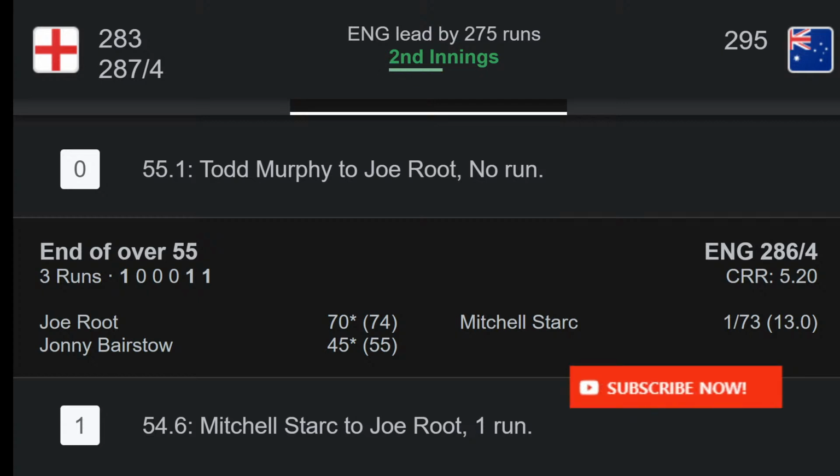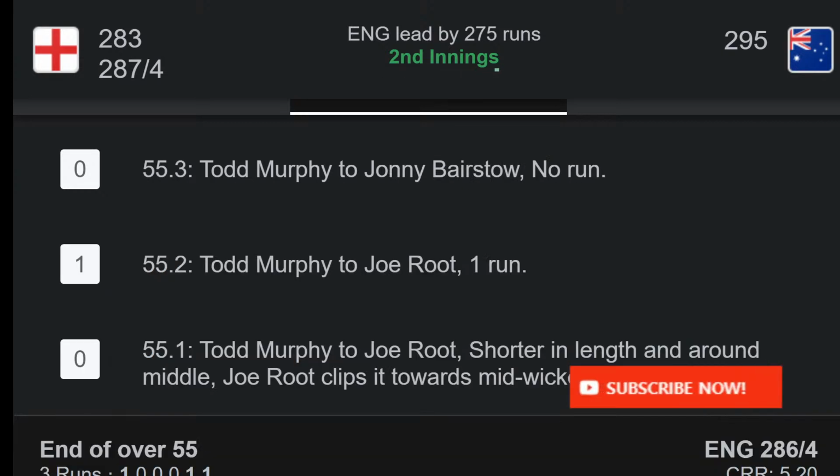Todd Murphy to Joe Root, no run in the first ball. 283 and 287 for the loss of 4 wickets. Todd Murphy to Johnny Bairstow, no run. 1 run in the first 3 balls of the over. England lead by 275 runs in the second innings. Australia in their first innings 295.